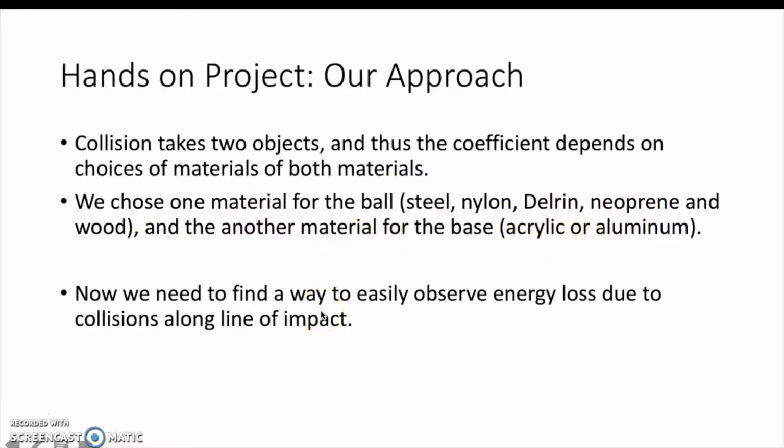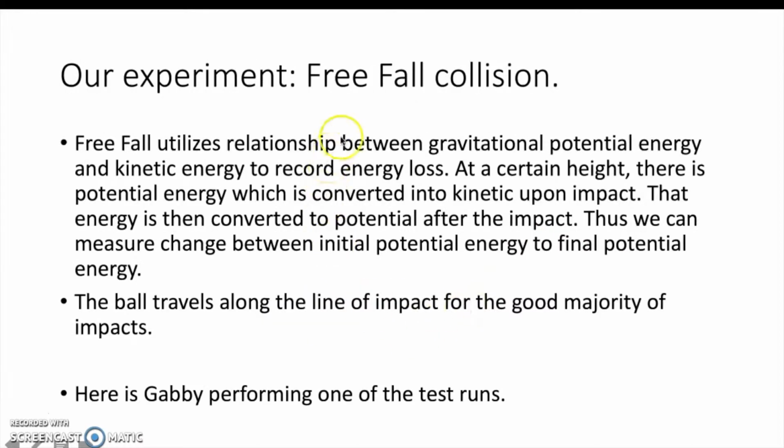Now we need to find a way to easily observe energy loss due to collisions along the line of impact. We will do this using freefall collision. Freefall utilizes the relationship between gravitational potential energy and kinetic energy to record energy loss. At a certain height, there is potential energy which is converted to kinetic upon impact. That energy is then converted to potential after the impact. Thus, we can easily measure the change between the initial potential energy and final potential energy. Furthermore, the ball travels along the line of impact for the good majority of the run, so it is a good measurement. Here's Gabby performing one of the test runs.